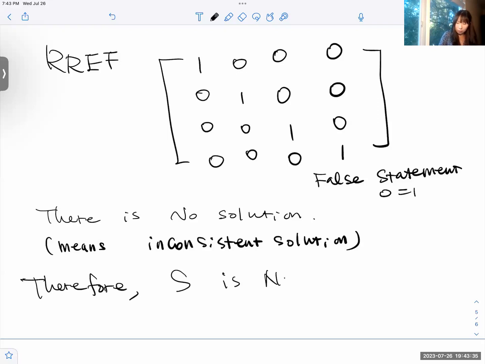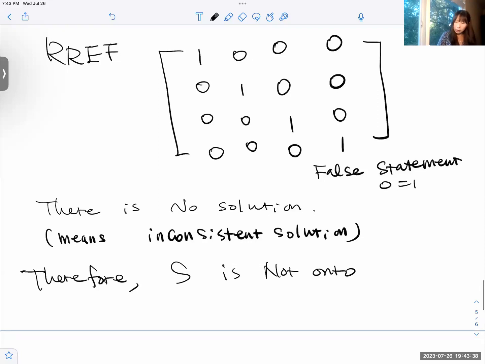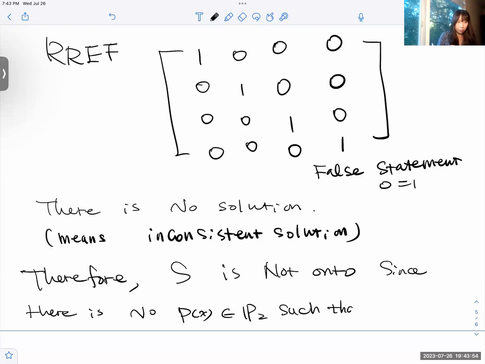S is not onto, since there is no p(x) in the polynomials of degree at most 2, right, such that S of p(x) equals the given state. All right? Yeah, sloppy, huh? Okay. Since we don't have time, let's move on.